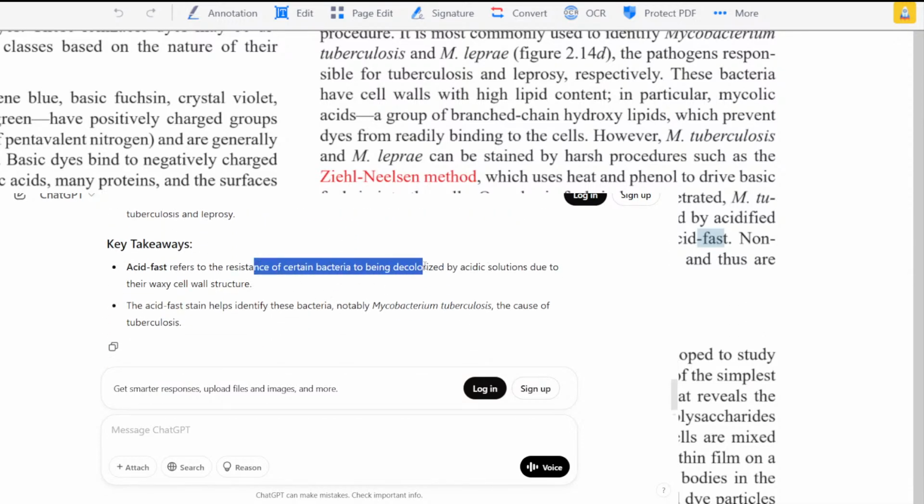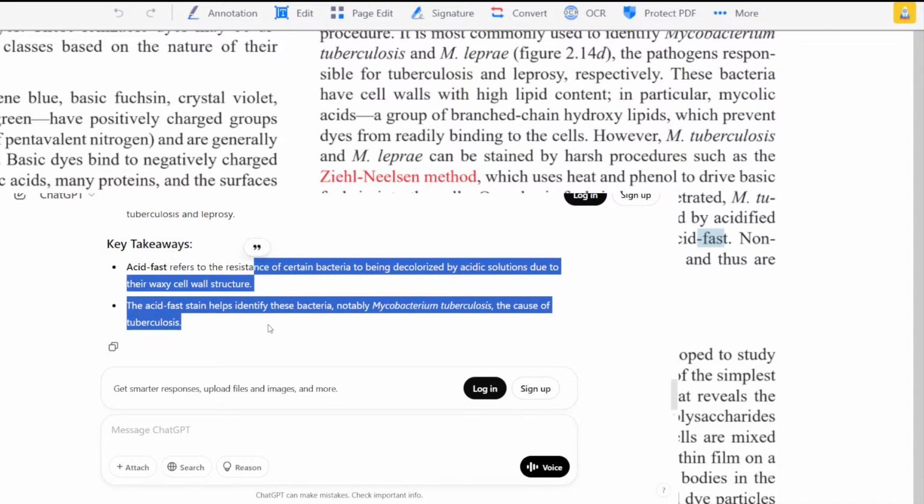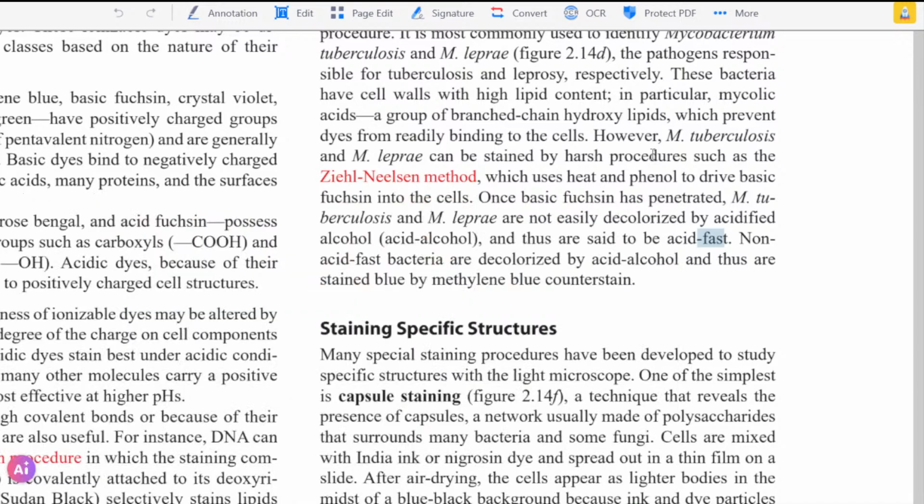Resistance of a certain bacteria to being colored by acidic solutions. Alright, so I think neither the normal alcohol nor the acidic alcohol can decolorize it, so they are said to be acid fast, meaning they are acid resistant. Non-acid fast bacteria are decolorized by acid alcohol and thus are stained blue by the methylene blue counterstain.